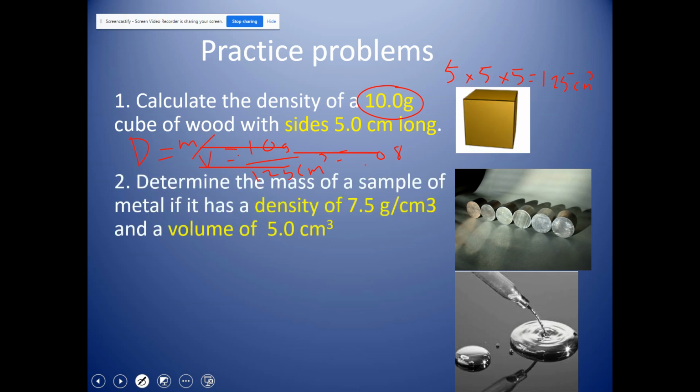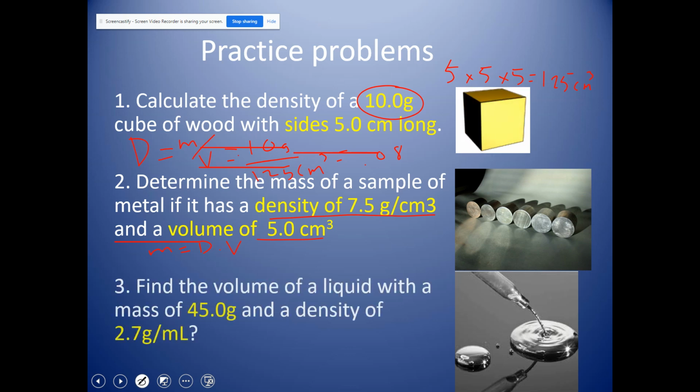Determine the mass of a sample of metal if it has a density of 7.5 grams per centimeter cubed and a volume of 5 centimeters cubed. Now remember that formula at the beginning, if you wrote down the 3 different versions of it, then you figured out that mass is actually equal to the density times the volume. Okay, just basically times by volume on each side, and you get the formula solved for mass. So here's my density, 7.5. Here is my volume, 5. And I plug those numbers in, and I get an answer very, very close to 37.5.